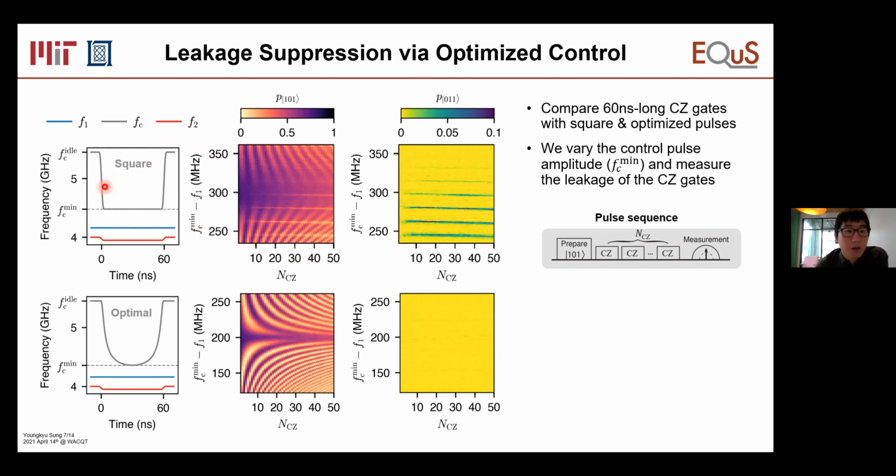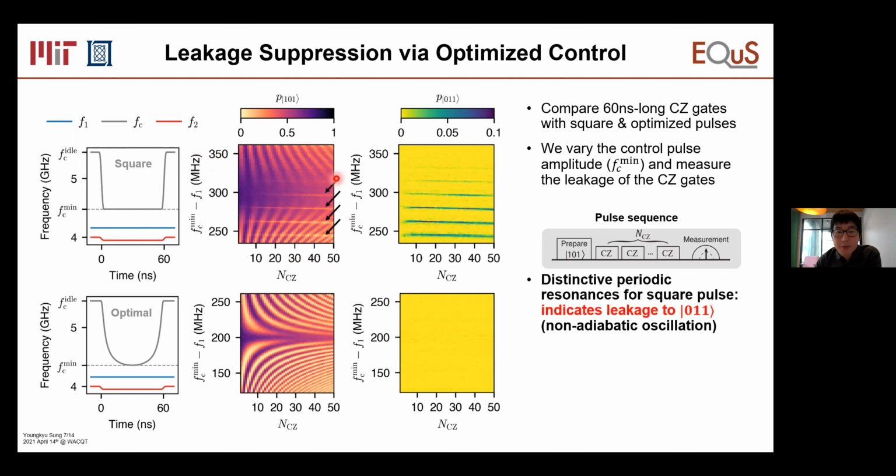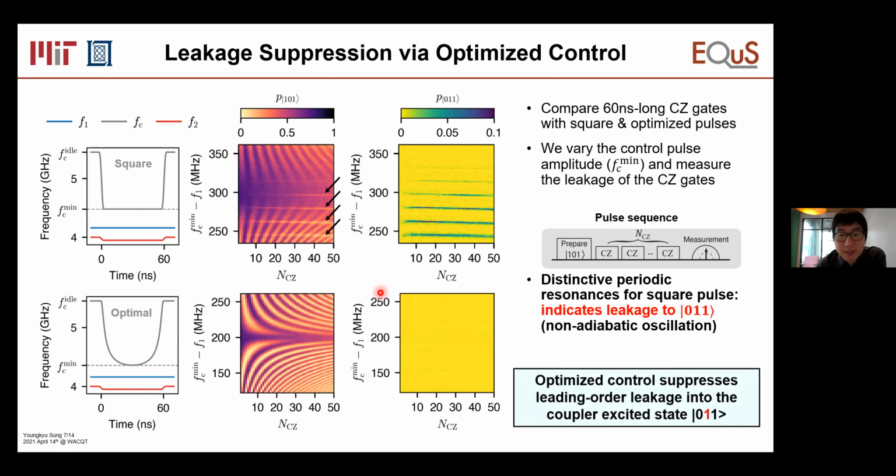So in the case of the square pulse, since the coupler frequency goes down too fast, it causes a Landau-Zener type transition, which is basically non-adiabatic leakage into the coupler. And this is clearly captured in this periodic resonance or coherent interference pattern. However, in the case of the optimized pulse shape, since the coupler frequency goes down smoothly, in an adiabatic manner, we could suppress this leading order leakage into the coupler state or the leakage state. And we also confirmed that the leakage to other states in the two-photon manifold is negligible, thereby validating our leakage model.